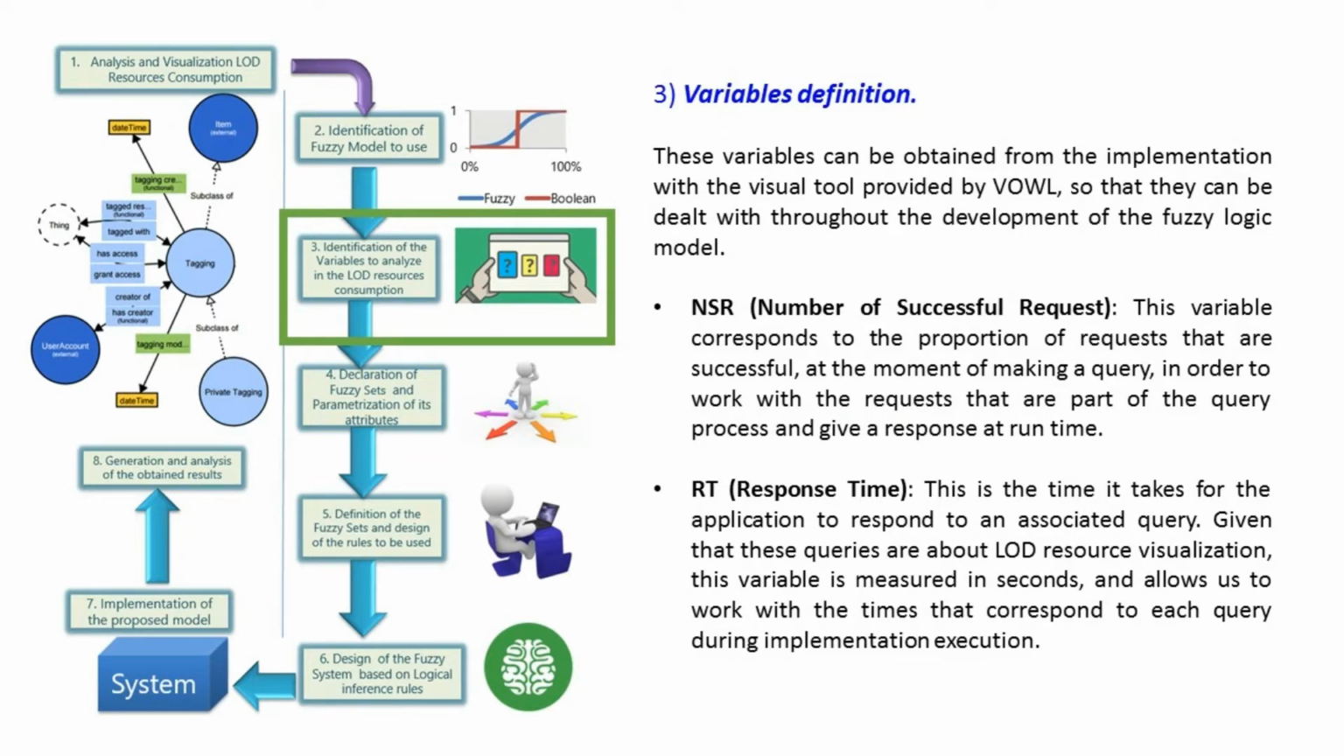The next step was variable definition. In this step, we identified two variables which are present in the linked resources visualization process. The first, NSR, number of successful requests. This variable corresponds to the proportion of requests that are successful at the moment of making a query, in order to work with the requests that are part of the query process and give a response at runtime. The second, RT, response time. This is the time that has taken the application to respond to an associated query, given that these queries are about linked resource visualization. This variable is measured in seconds and allows us to work with the time that corresponds to each query during implementation, the execution.